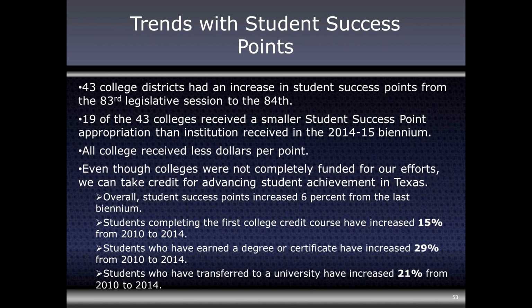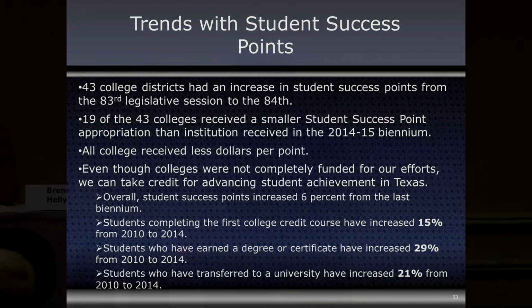And the session before it had been what we saw as a priority, but on the House side, this time it really wasn't. And so we received less funding per point, and though all 43 community colleges had increases in their student success points, there was less funding because of the reduction. I think I covered them all.